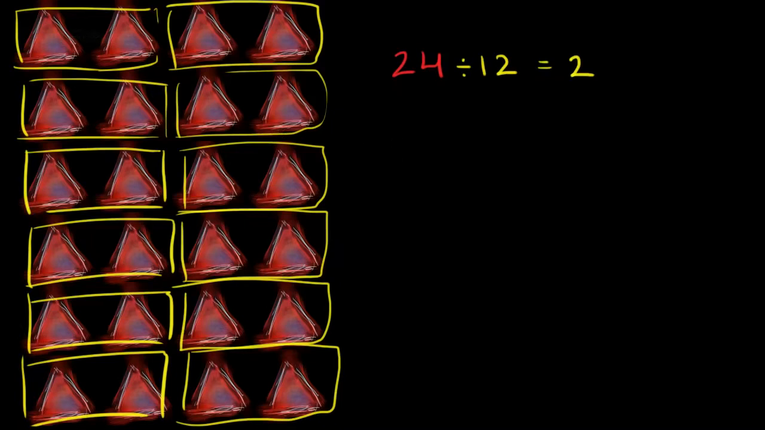So now let's make things even more interesting. What I want you to think about, a couple of things. I want you to think about what 24 divided by 6 is. And I also want you to figure out what 24 divided by 4 is. And once again, I encourage you to pause the video, draw out these triangles, and figure it out. What is 24 divided by 6 and 24 divided by 4?